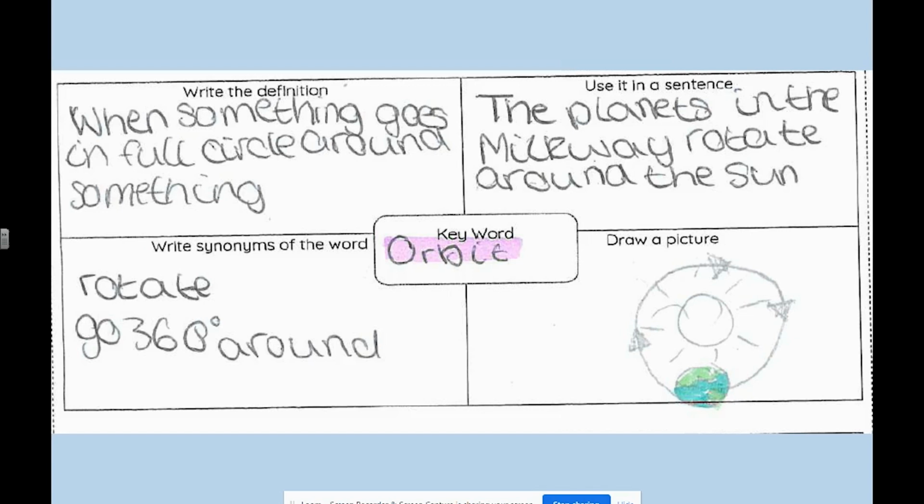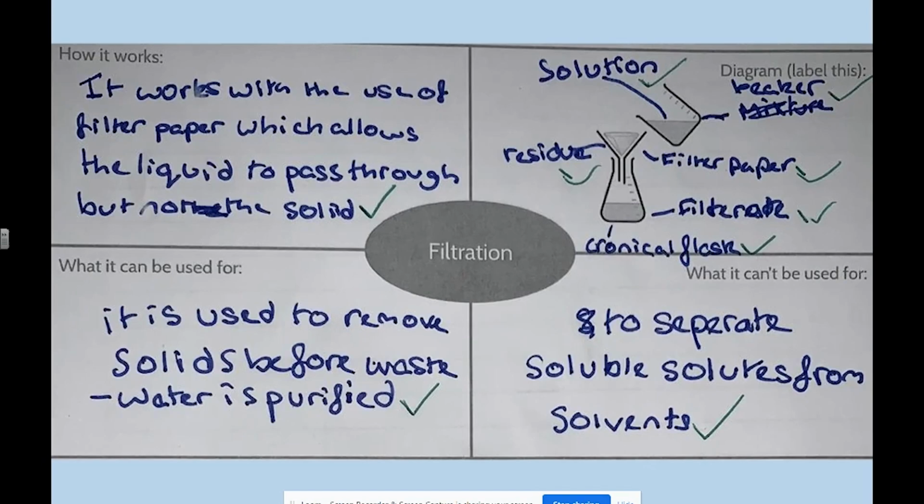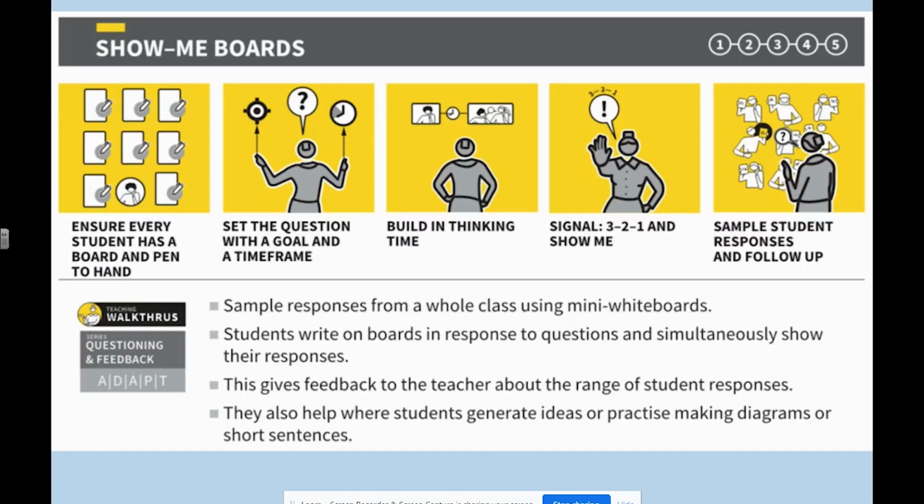Respond to them. If they aren't able to complete the FRAIR model, let's consider what else. How can I change it? How can I get the meaning of this word across in a different way? So here again, a diagram, label it. What can you use filtration for? What can't you use filtration for? So explicitly teach that language.